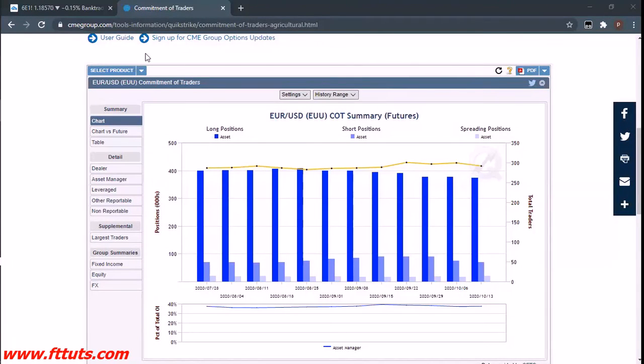Hi guys, like I promised, I'm going to do a video on the commitment of traders, because I see most people are failing to interpret the commitment of traders even though they have good setups. They're failing to put the commitment of traders within their charts. So this video should be helpful.